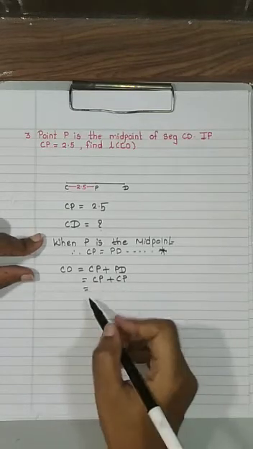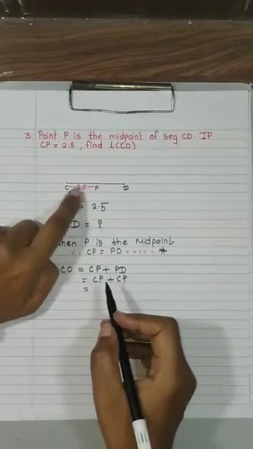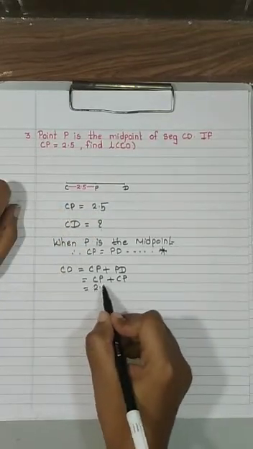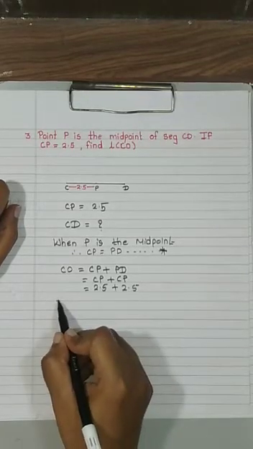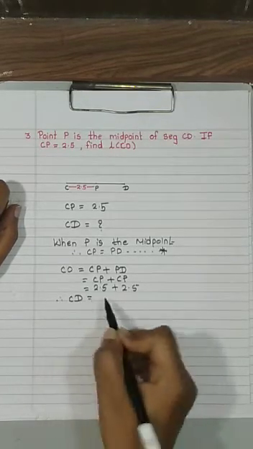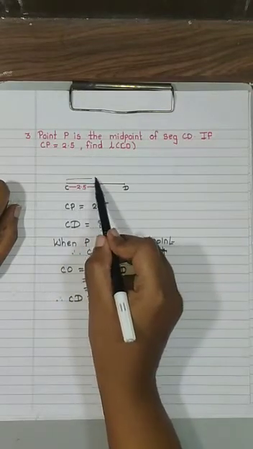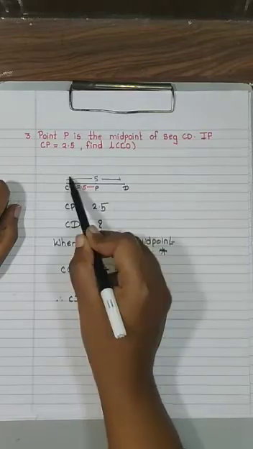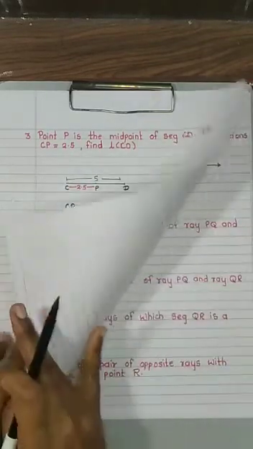Therefore, how much is CP? CP is 2.5 plus 2.5. Therefore, CD is equal to 5. How much is the distance CD? Distance CD is 5 centimeters. Now, question number 4.